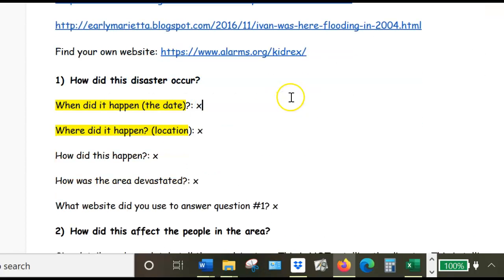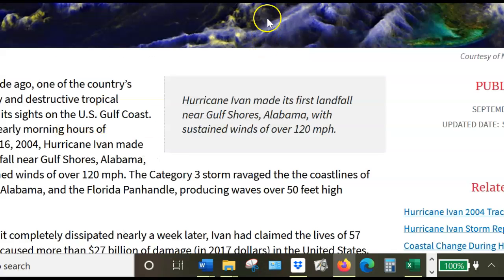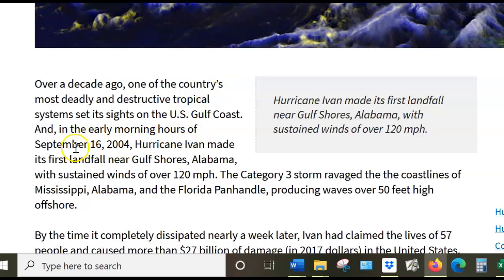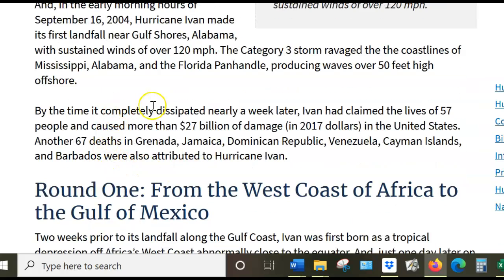So I'm going to show you with this disaster. I'm going to use Hurricane Ivan as my sample. So I'm looking at when it happened. And it says here, in the early morning hours of September 16, 2004, Hurricane Ivan made its landfall near Gulf Shores, Alabama, with sustained winds of 120 miles per hour. The Category 3 storm ravaged the coastlines of Mississippi, Alabama, and the Florida Panhandle, producing waves of 50 feet high. So here's the beginning of this terrible storm. It started on September 16th. And it says by the time it completely dissipated, which means it's gone, nearly a week later. So this happened for a whole week. So I'm going to say it started on this date and it happened for a week.